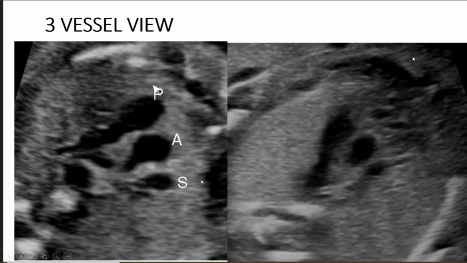Any difference in any of these characteristics which I have mentioned, if you can find, then a cardiac anomaly in the outlets can be diagnosed very easily. And in front of the 3-vessel view, you will have this mildly echogenic, perforated appearing thymic gland.